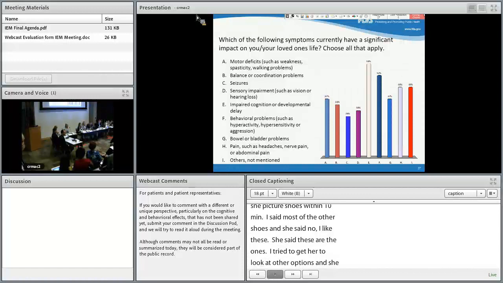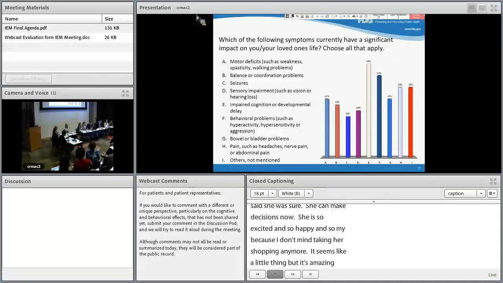These are the ones I want. And she can make decisions now, and she's so excited and so happy, and so am I, because I don't mind taking her shopping anymore. It seems like a little thing, but it is an amazing thing. It's an amazing thing to see that ability come to someone.